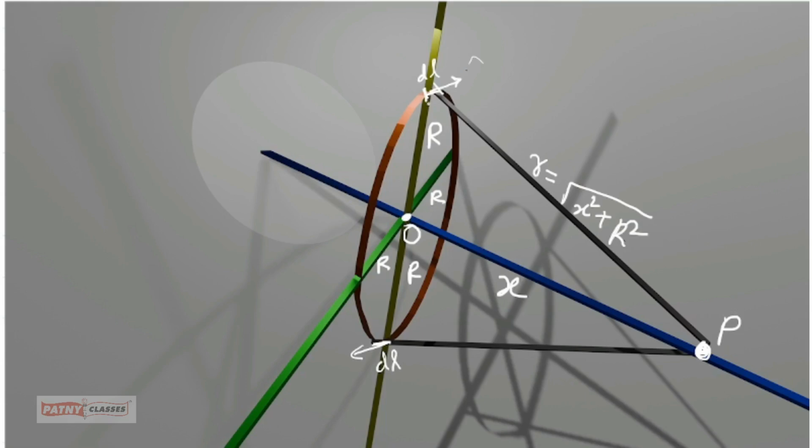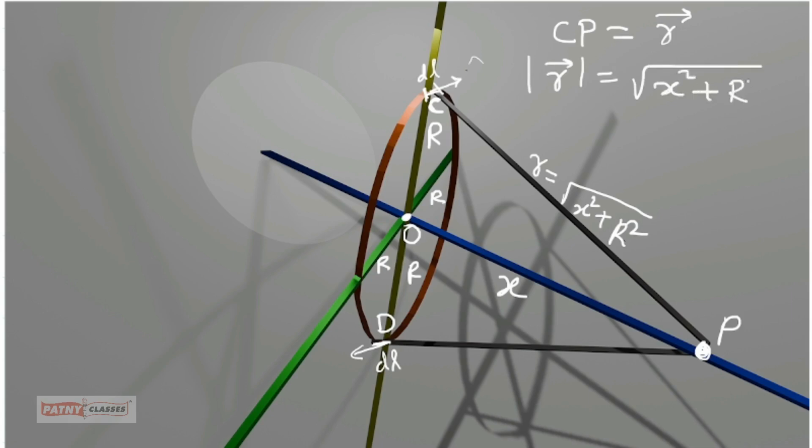Now call this small element by some name, like C. So dl is a very small element, and down here is also another small element, call it D. So CP is nothing but vector r. It is a vector quantity denoted by vector r, and the magnitude of this vector r is given by the square root of x squared plus R squared.